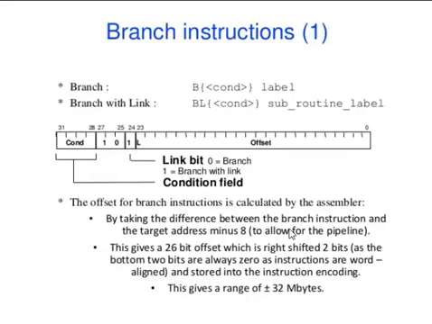Now let's see what a branch instruction is in the Thumb model. See the syntax: B{condition} label. If it is a simple branch instruction, that is the syntax. If it is branch with link, it is BL{condition} subroutine label. So this is the syntax.